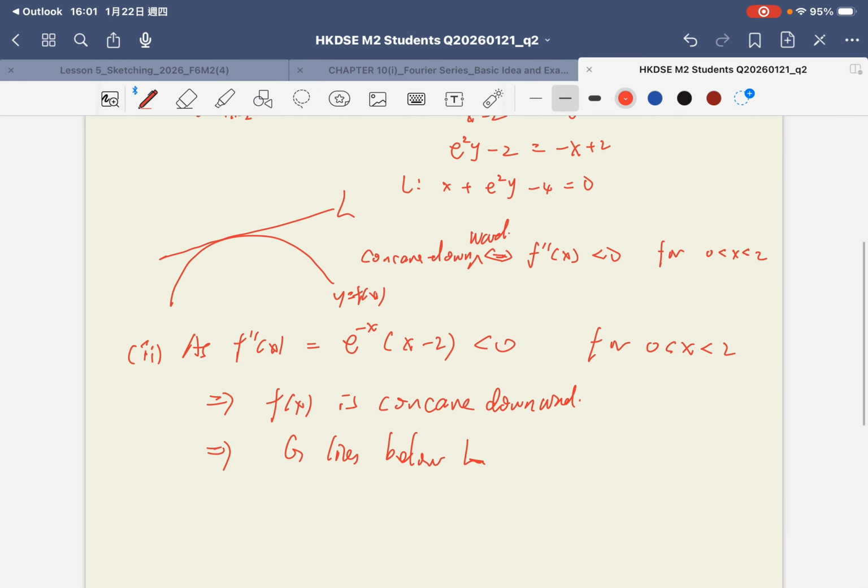Actually, the main point we have to prove is whether the second derivative of f(x) is negative or positive. That is the main point of this question.